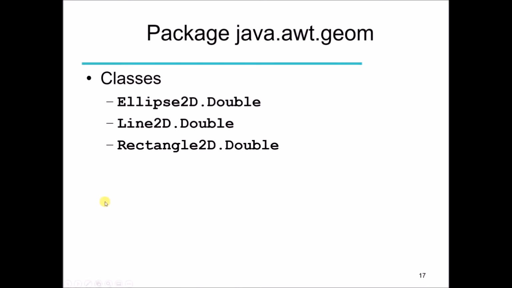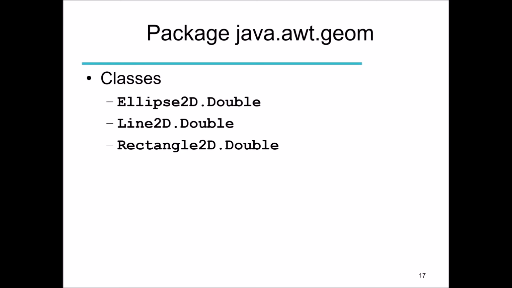Now we are going to discuss another package in Java, which is java.awt.geom, geometry. This package is a little bit advanced. In this package we have the classes which are going to be used for creating the concrete objects of various classes such as the ellipse, line and rectangle 2D. Previously we have seen how we can use the methods to draw the ellipse, line and rectangle. For example, to draw the rectangle we have a method drawRect. To draw the ellipse we have a method drawOval.